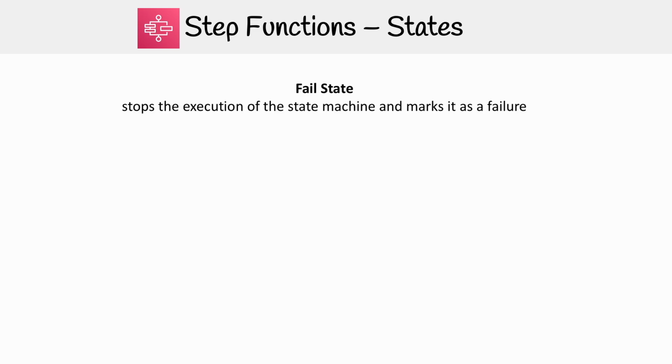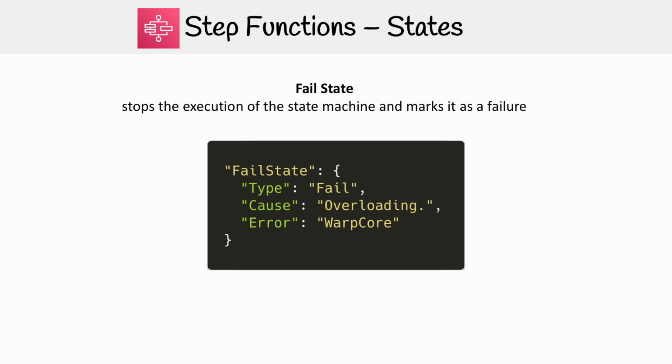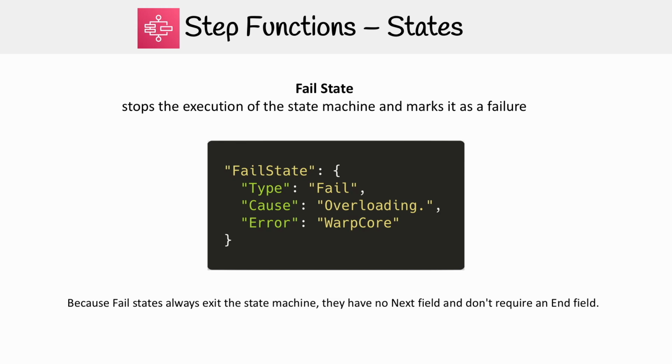And then we have the fail state. So this is the opposite of a succeed state, and it marks the end and also a failure of the state machine. So here's an example, but we have extra fields here which succeed does not have, such as the cause and the error. And this is great for having a little bit more information as to what has occurred. And again, you do not have to provide a next or an end because it just stops the state machine.